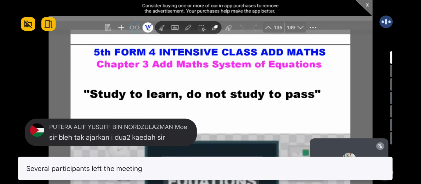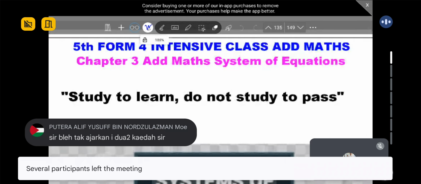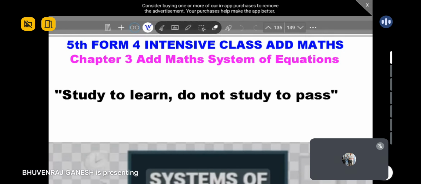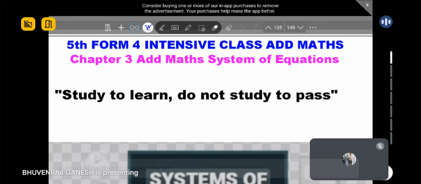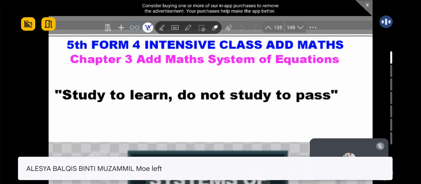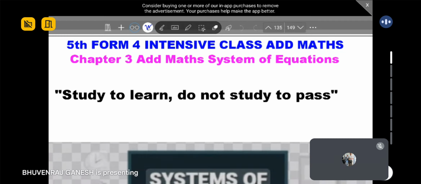Cuba bagi tahu saya, apa yang kamu faham tentang sistem persamaan? Yes, saya akan ajar dua-dua kaedah, jangan risau. Okay, I will teach you both method, guys. Substitution and also elimination. Saya akan ajar penggantian dan penghapusan. Ada satu contoh soalan, okay, yang saya akan bagi.